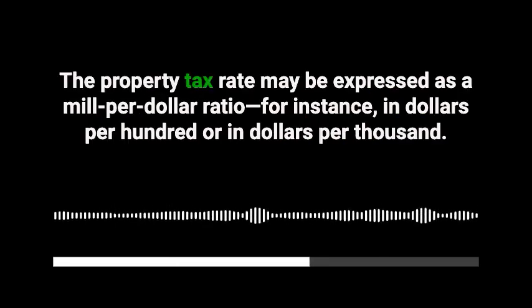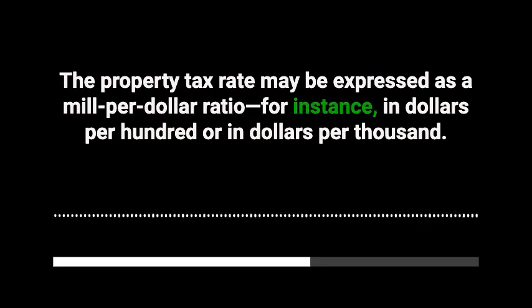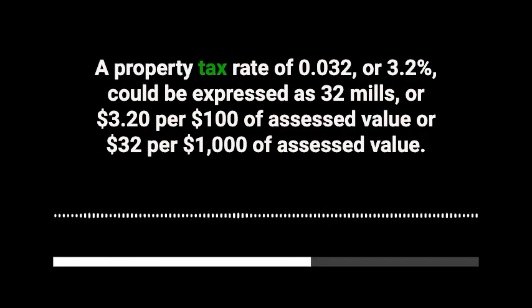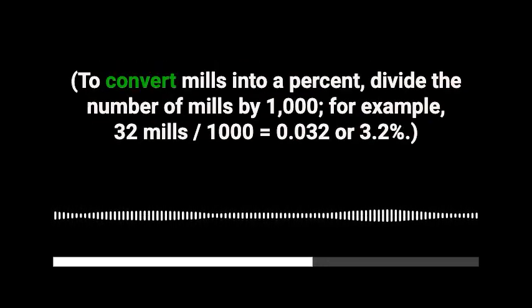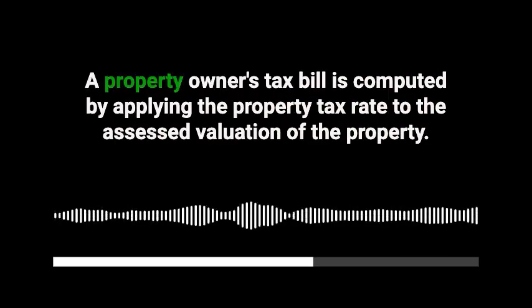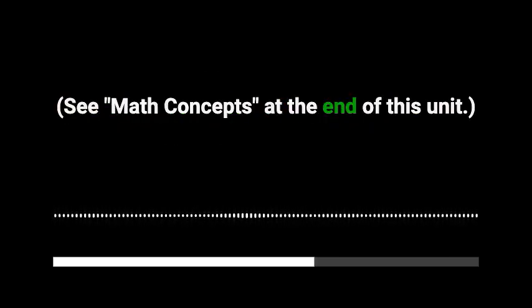The property tax rate may be expressed as a mill per dollar ratio, for instance, in dollars per hundred or in dollars per thousand. A property tax rate of 0.032 or 3.2% could be expressed as 32 mills, or $3.20 per $100 of assessed value, or $32 per $1,000 of assessed value. A property owner's tax bill is computed by applying the property tax rate to the assessed valuation of the property.